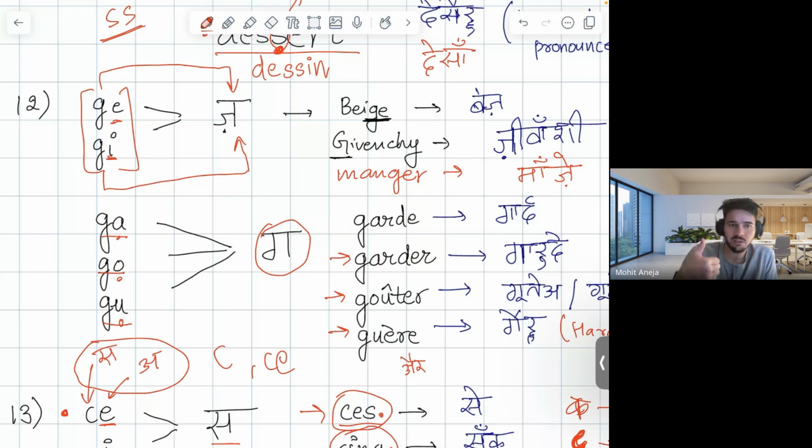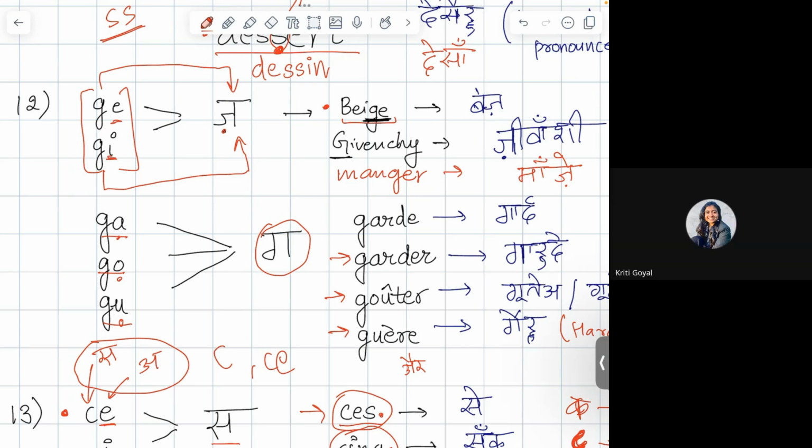So the first rule: whenever G is followed by E and I, it's pronounced as J, the softer J. I'm only talking about the sound of J here. You'll understand this with examples. This sound is beige, J. I'm not saying G, I'm saying J. Do you understand this? Preeti, can you repeat the first word for me? Beige. J. Yes, very nice.